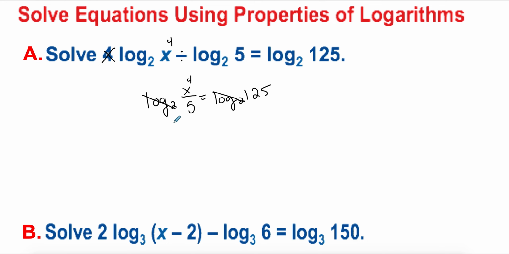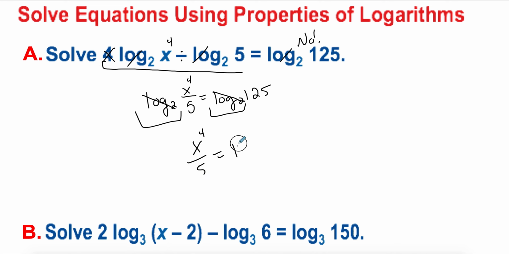Okay? And that's only if you have one log on the left, one log on the right. If there are several, like we started with, you can't just do that. You can't just cross logs off like that because it completely changes the question. So we have to do it this way, where you condense and then you can work with the question. So we have x to the 4th over 5 equals 125. And then we can just solve that like normal.